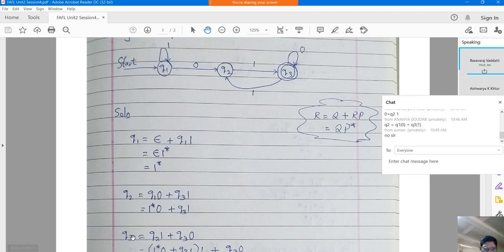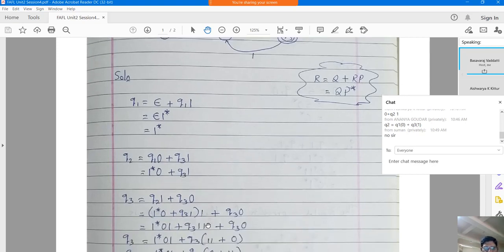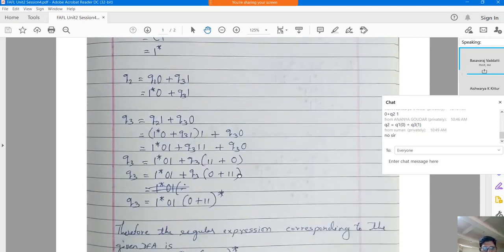Therefore, Q3 equals Q2 1 plus Q3 0. This is a formula. Let us see how to simplify it. The most important point here is Q2 1 plus Q3 0. Now I am replacing this Q2, because for Q2 I got a formula earlier, that I am going to replace now.